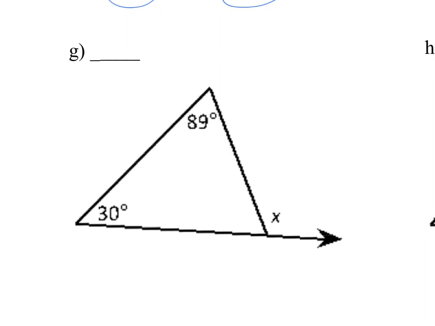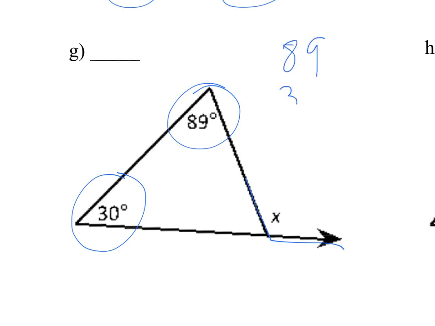Right here, same situation, exterior angle equal to the sum of the two remote interiors, so 89 plus 30 is 119.